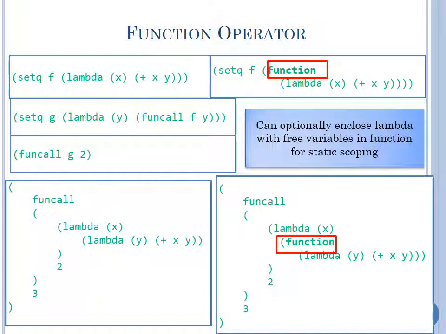Okay? And then when we do a funcall, if it's a funcall to a function, then we'll use the defining environment. Otherwise, if it's a funcall to a lambda, we'll use the calling environment. That's the basic idea. And a function is a closure. This function atom is a closure in functional programming. So I don't have to always use function whenever I use a lambda. I use function only when I want the static scoping.